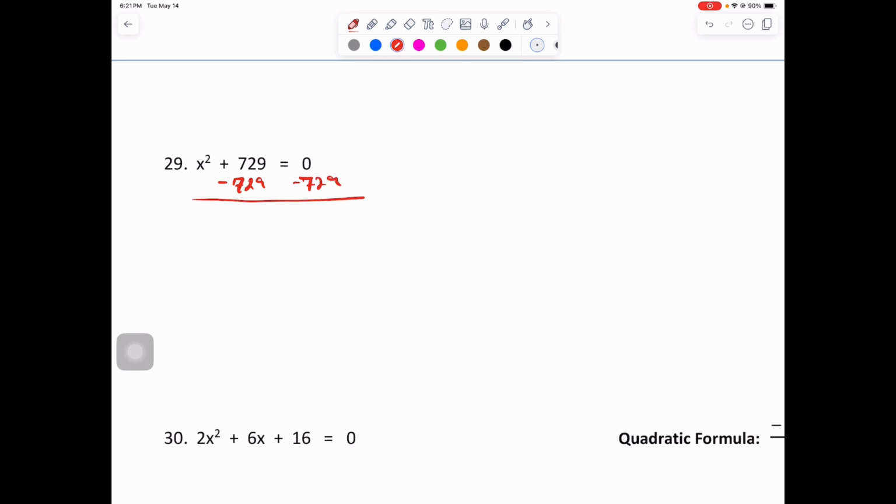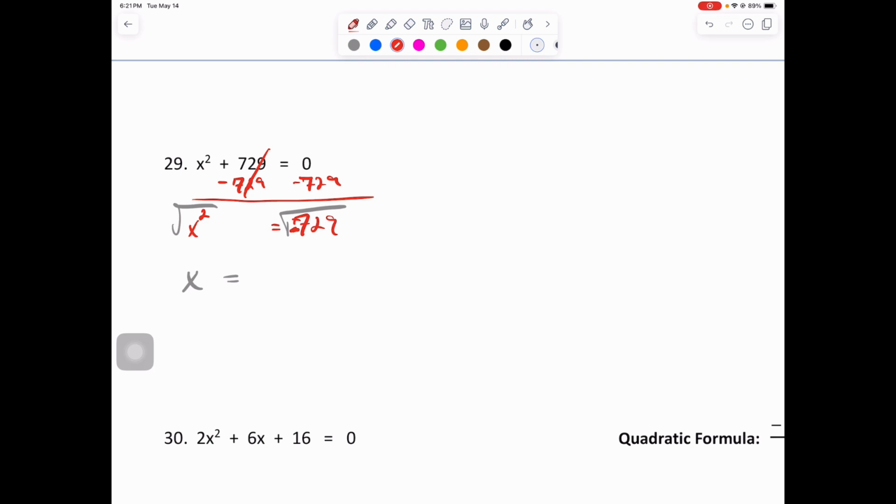All right, x squared plus 729 equals 0. We're simply subtracting 729 from both sides to isolate that x squared equals negative 729. From here, we take the square root of each. X equals, man, I'm getting really sloppy. That's supposed to be a negative 729.